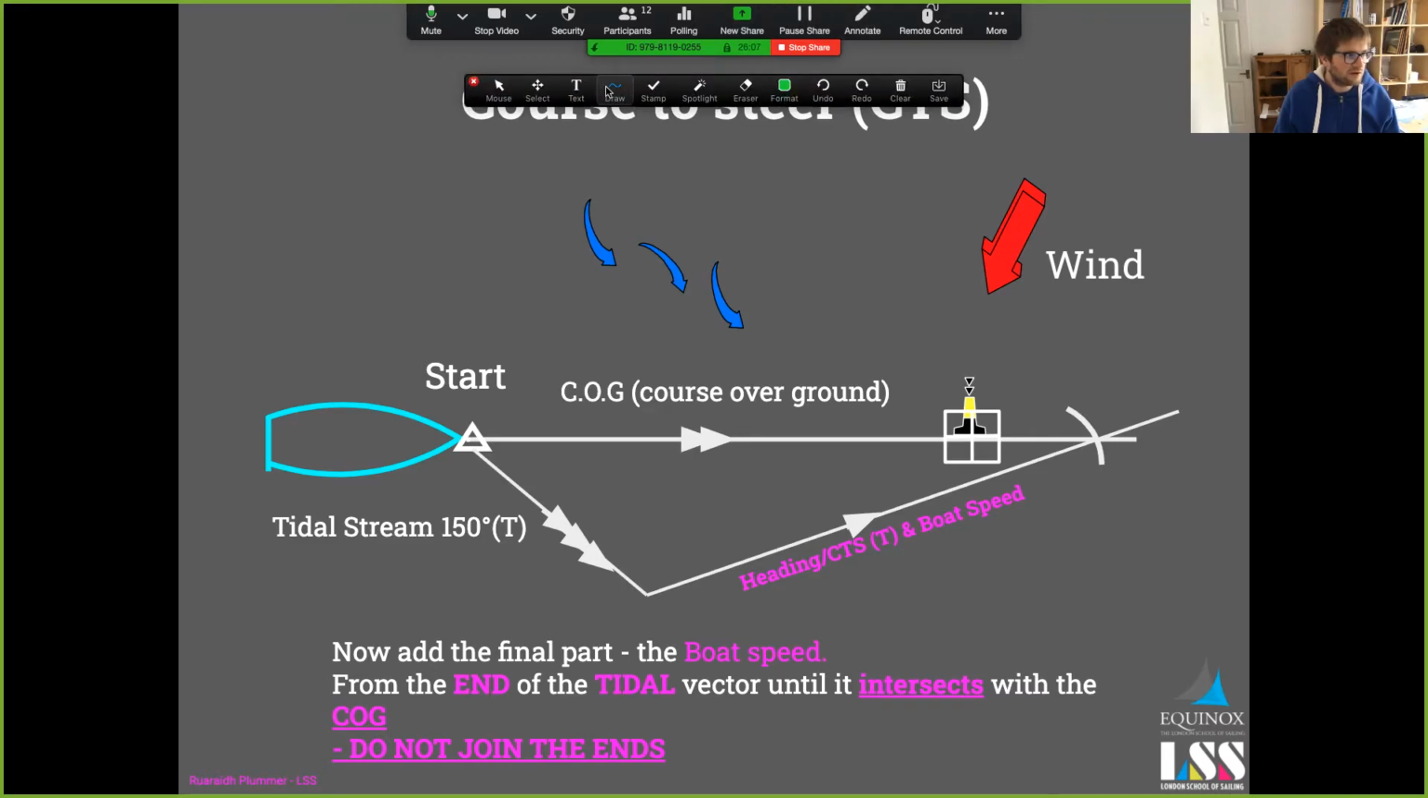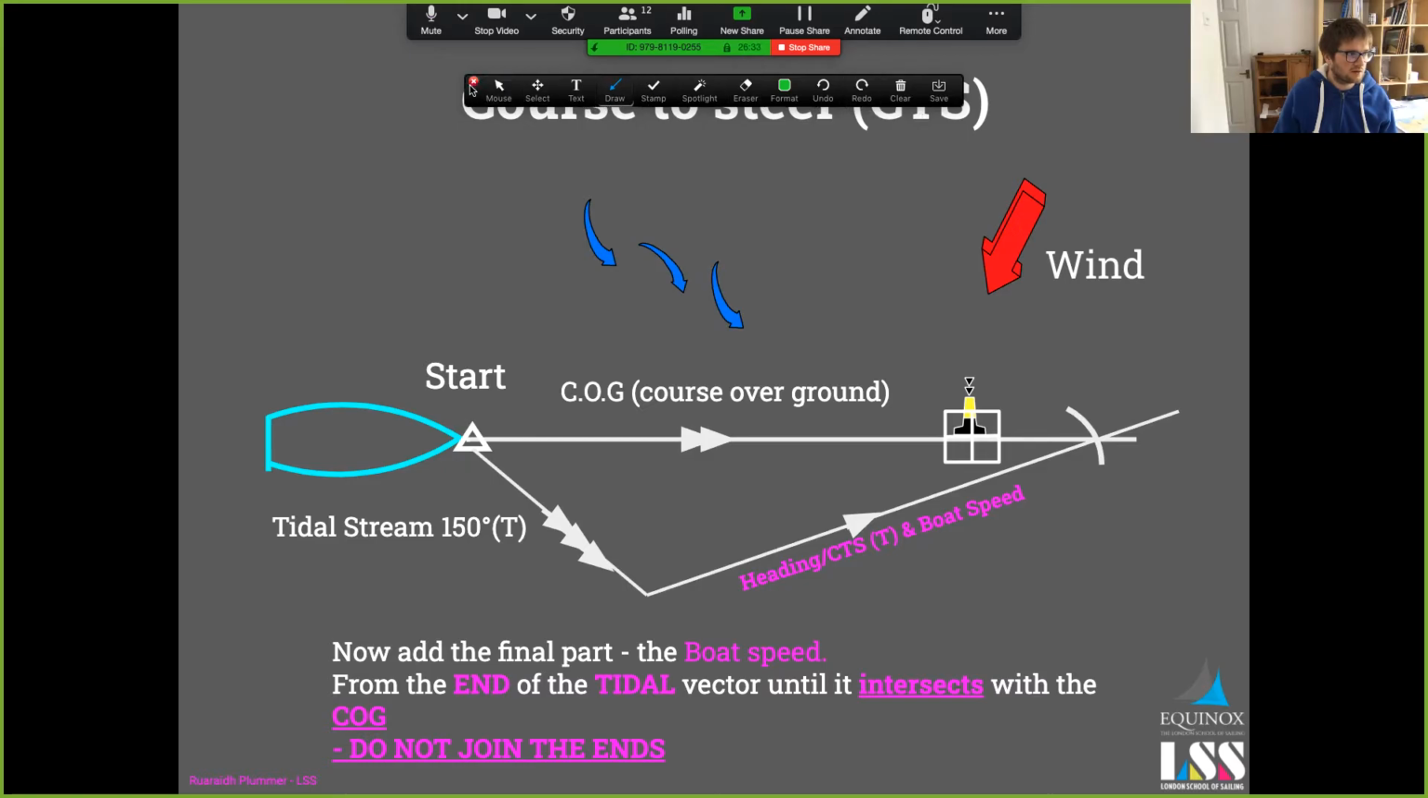If I only had 4 knots of boat speed, for example, and this is my intersect point here, then it's going to take me just over an hour to arrive at my waypoint, because the length of this line is 4 miles long rather than 6 miles long.